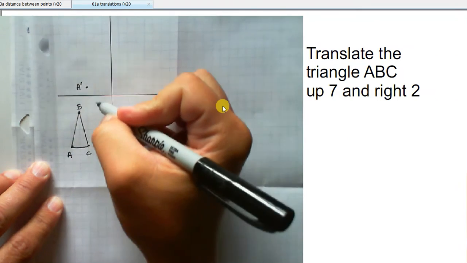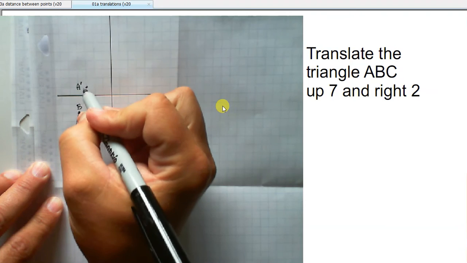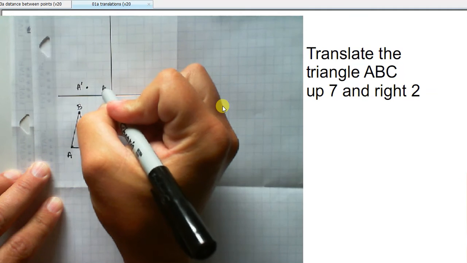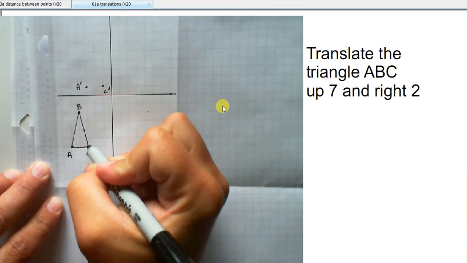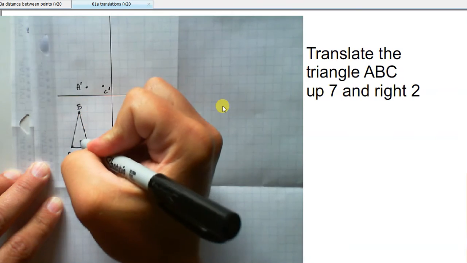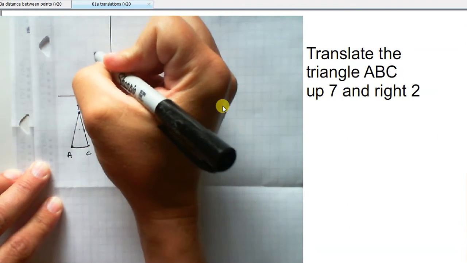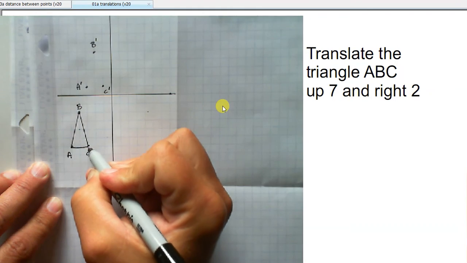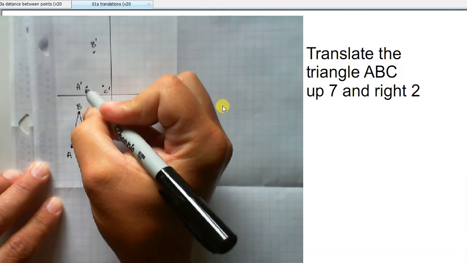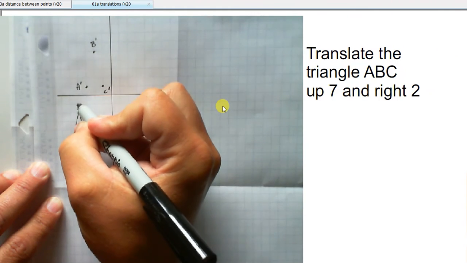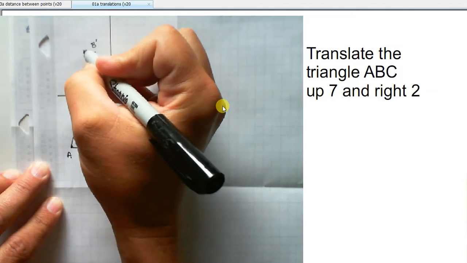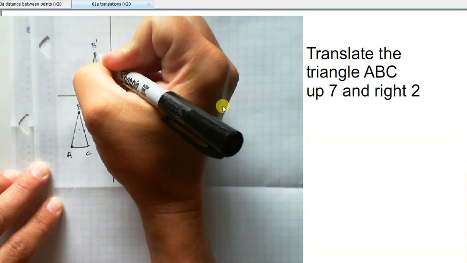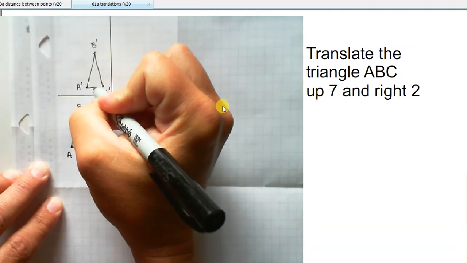Now I can do each point, or now that I have this first starting point, I can just build the triangle off of that. So I know I have to go over 2. There's C prime. And I need to go from the middle of it up 5, right? No, up 4. 1, 2, 3, 4. And there's B prime. Or I could do each one up 7, right 2. So you can either go point by point, or you can just do one point and then build the shape off of that one point.